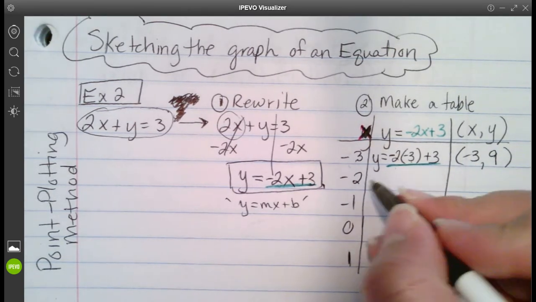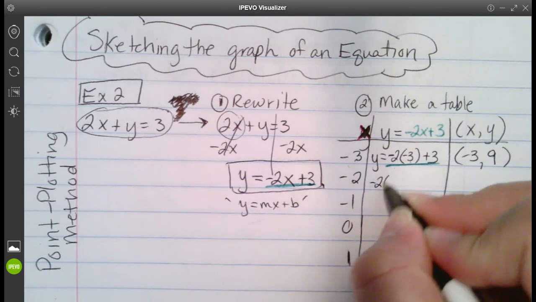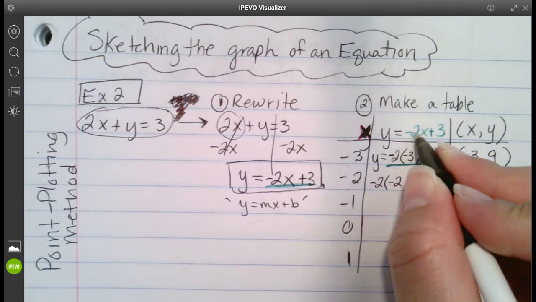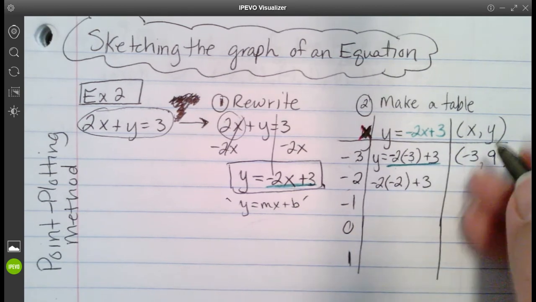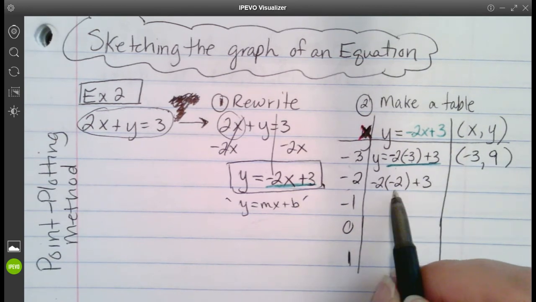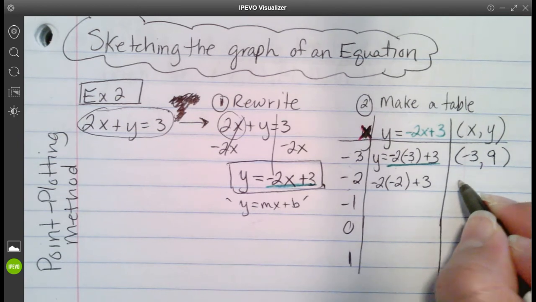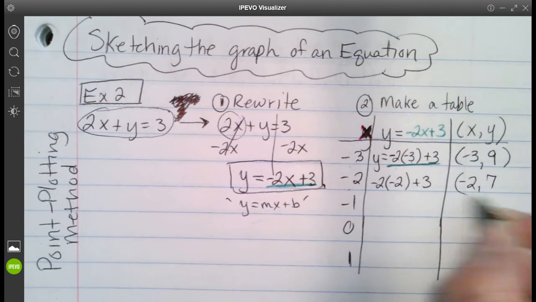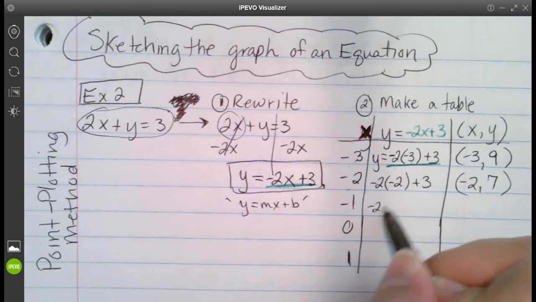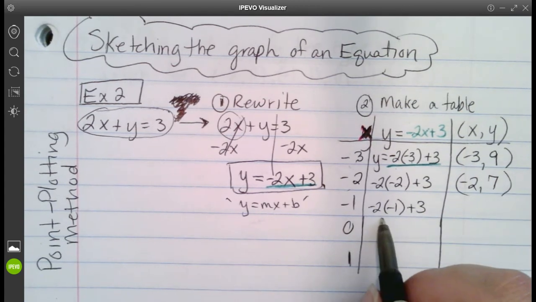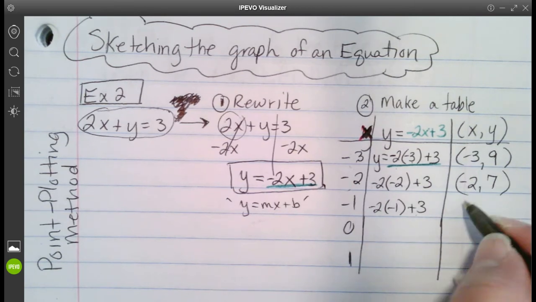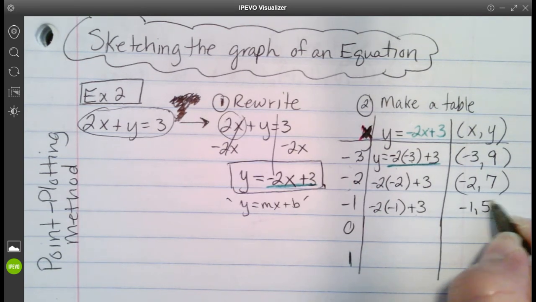Same thing on the next one. I'm just going to write this part because of the room. So we have negative 2 times negative 2 plus 3. That's 4 plus 3, which is 7. So negative 2 comma 7. Next one, negative 2 times negative 1 plus 3. That's positive 2 plus 3, which is 5. So I have negative 1 comma 5.